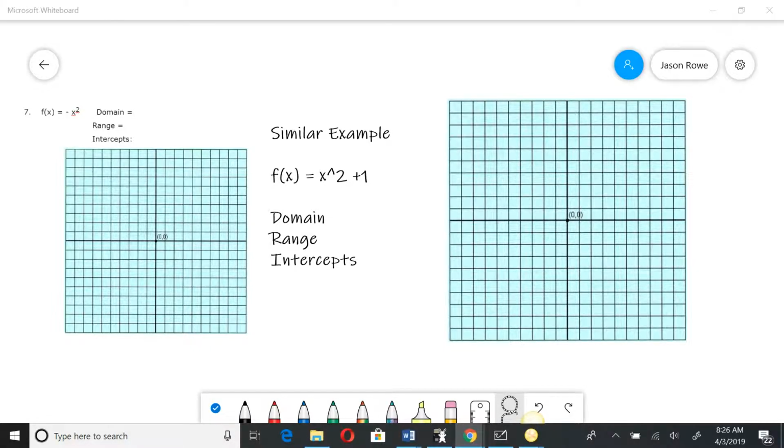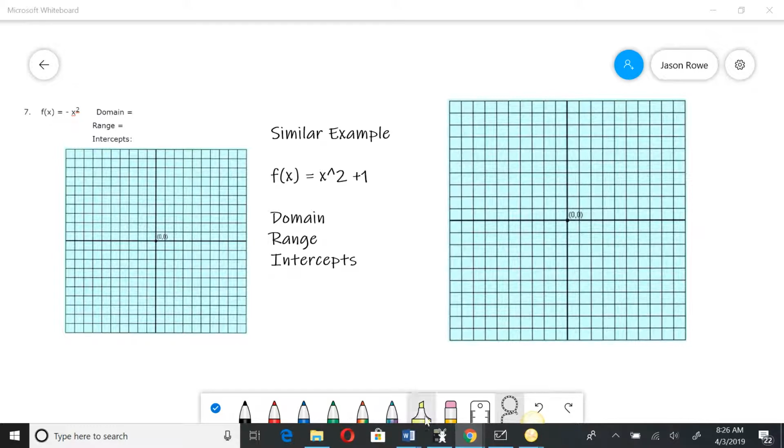This is Mr. Rowe. We're looking at Intermediate Algebra Part B. This is Lesson 15, and we're focusing on number 7. Number 7 says that you're going to graph the function negative x squared, and you're going to find the domain, range, and intercepts. So here's a similar example. We're going to graph x squared plus 1, find the domain, the range, and intercepts.